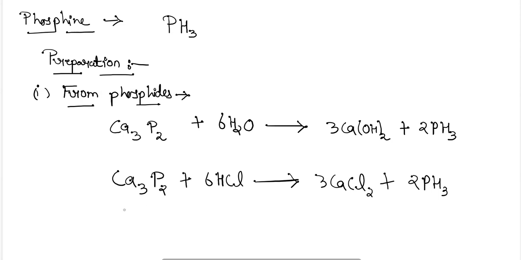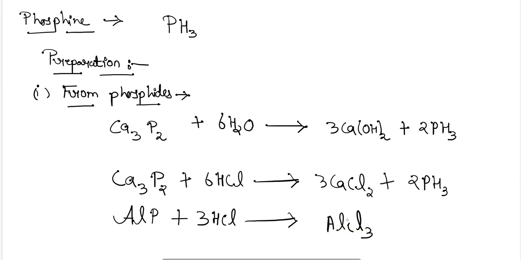Also, we can take one more example, aluminium phosphide, which will react with dilute hydrochloric acid to produce aluminium chloride and phosphine. So these are some of the methods to prepare phosphine from phosphides.